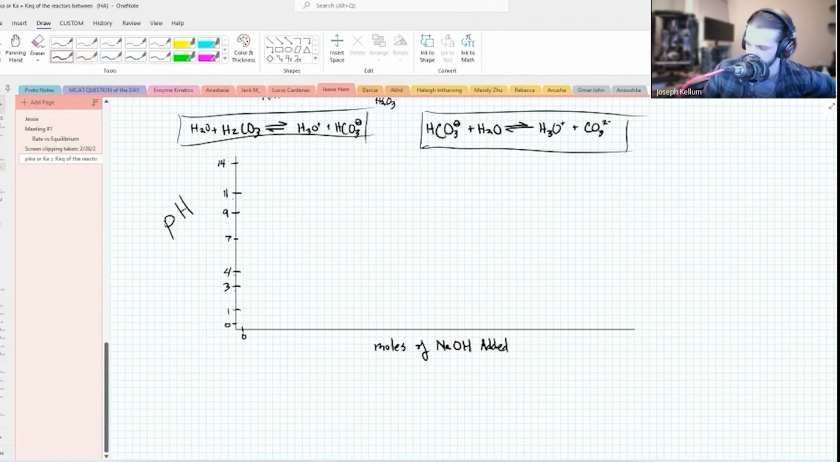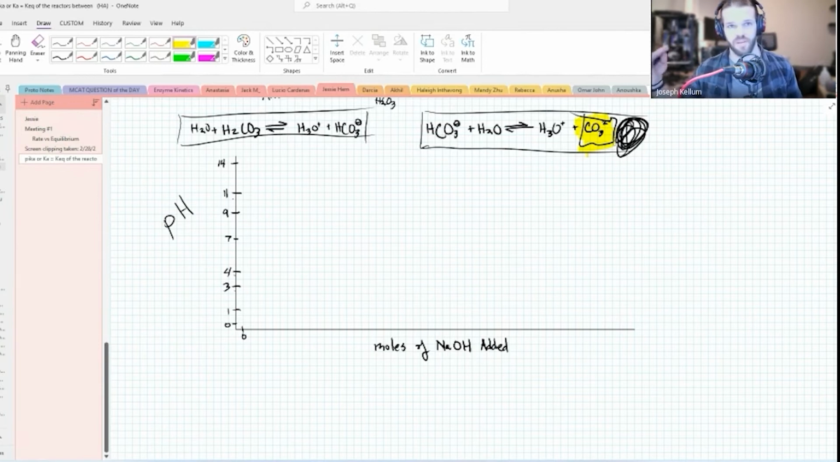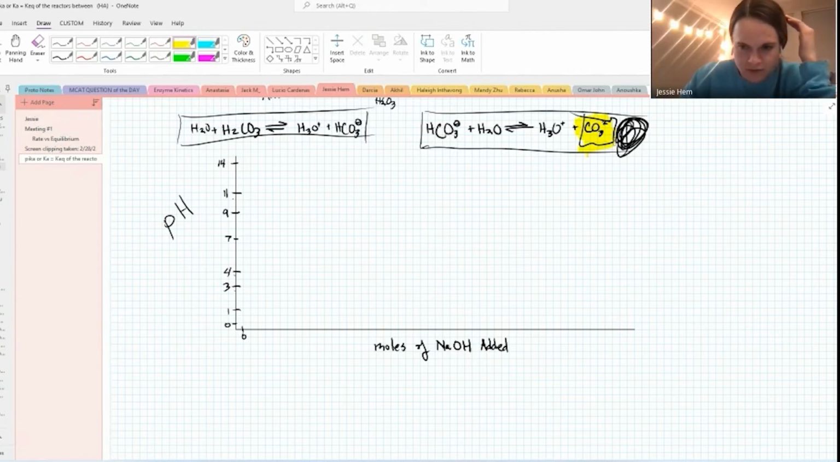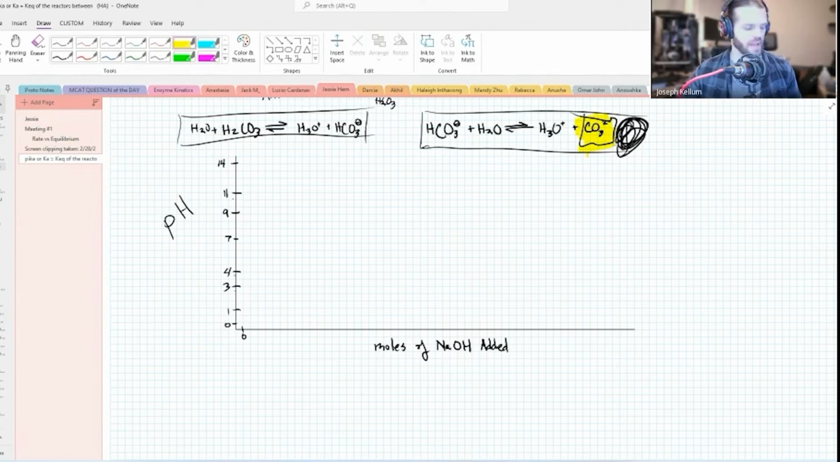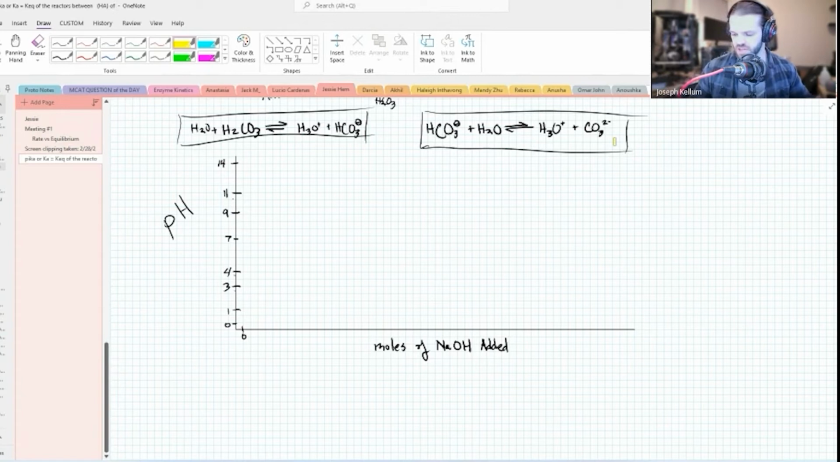You might be able to predict that the second one is not going to happen at a low pH, because you're going to have a whole bunch of concentrated acid in solution. So this thing isn't going to exist at all in solution until you get a much higher pH, because you have to go through the first proton first. Right, exactly.